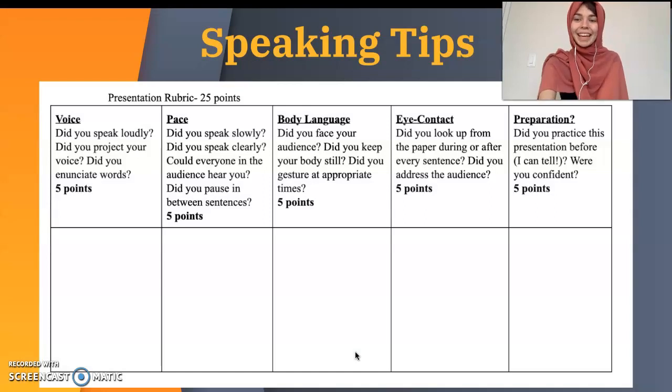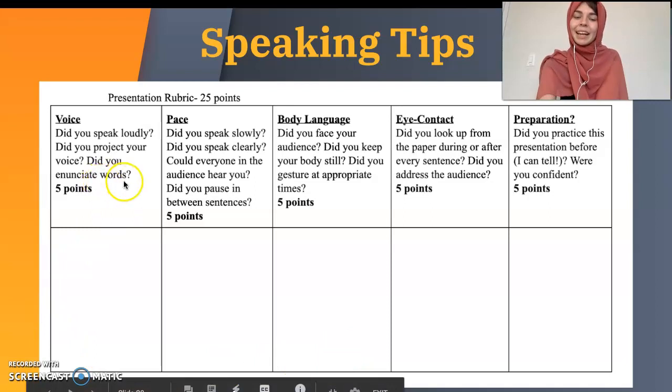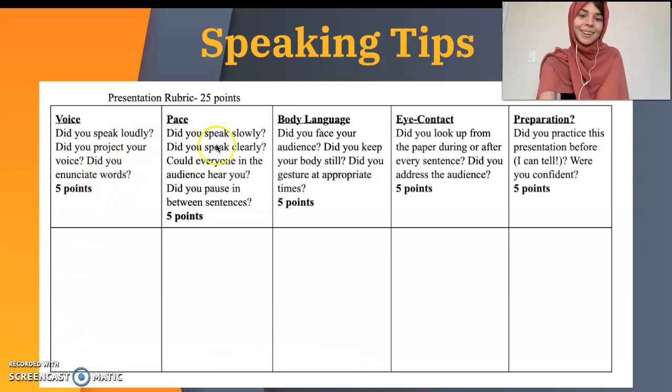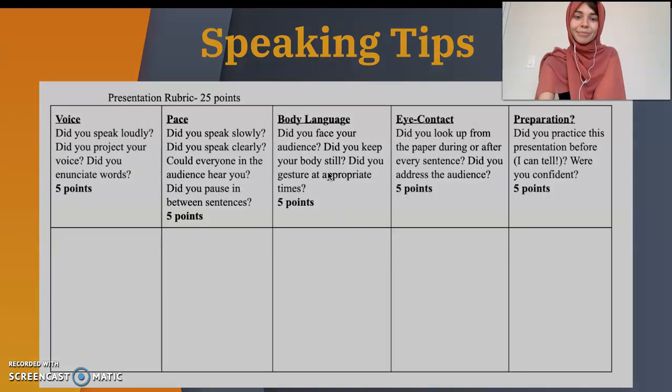Couple speaking tips: if you are giving a presentation in real life, of course, voice, did you enunciate properly? Speak loudly. Make sure you speak not too fast, not too slowly. Can everyone hear you? Did you pause when you needed to? Body language, did you use your hands a lot? Were you making sure that you were still? Eye contact, we talk about eye contact, of course, in class all the time. And preparation, did you practice the presentation before? So when you do go back to school, you're going to give presentations on issues like this, so this is a good thing for you to practice at home.